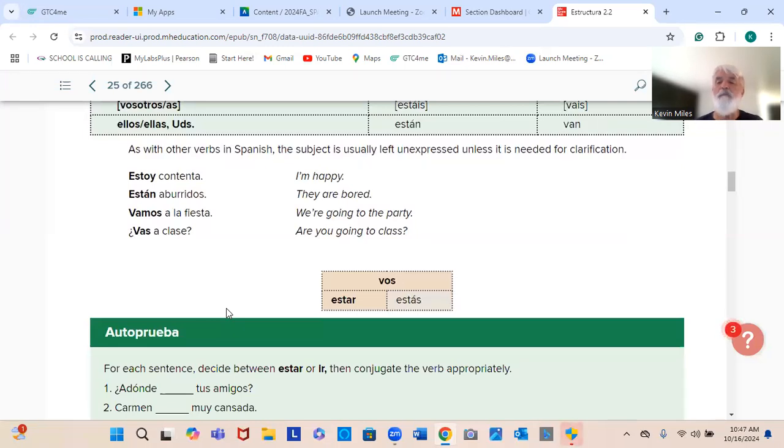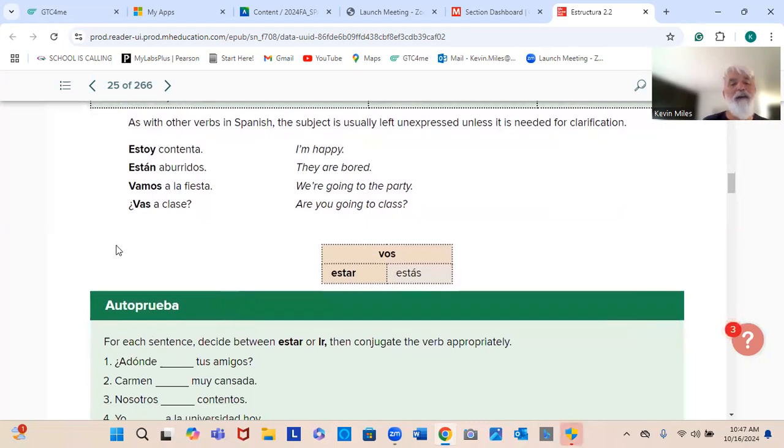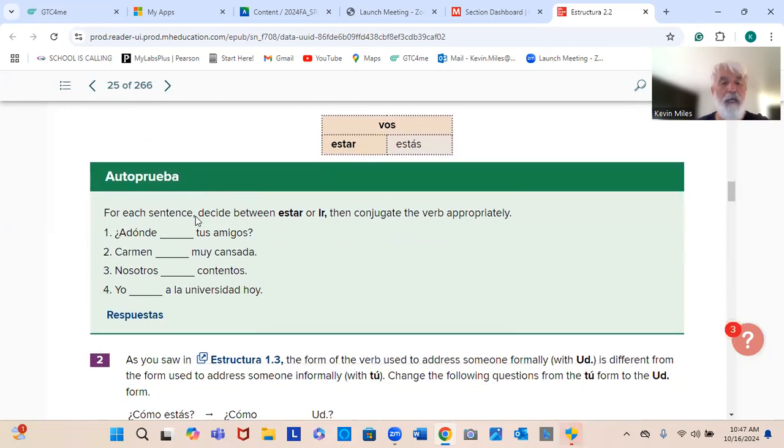We are going to the gym. Vamos al gimnasio. We're going to the supermarket. Vamos al supermercado. We've always got to follow it with that a. El becomes al. And here's a question. ¿Vas a clase? Are you going to class? Okay.